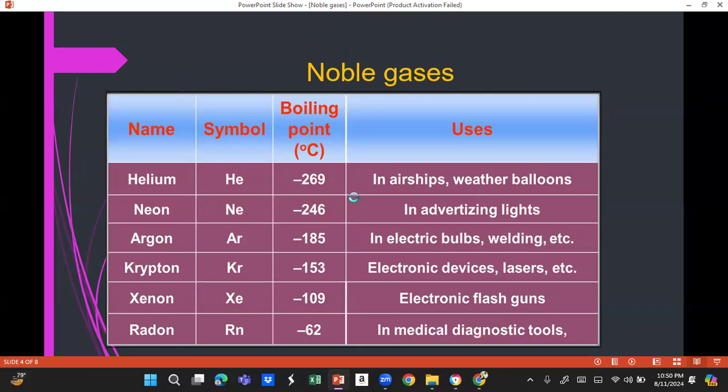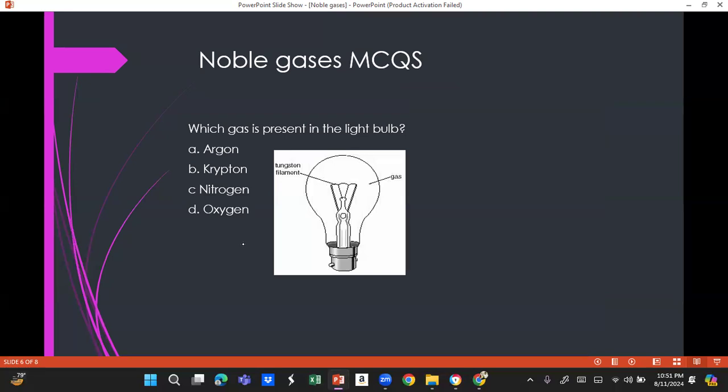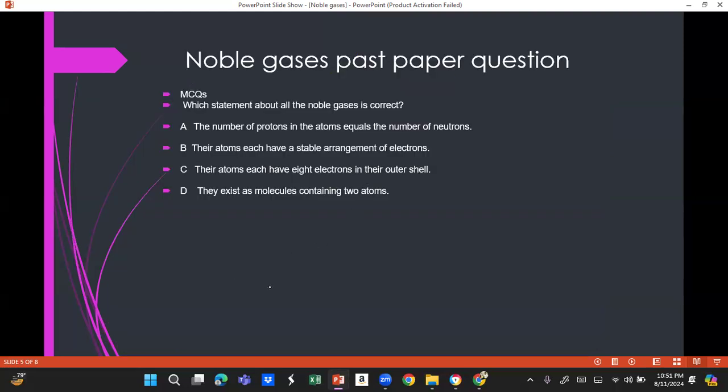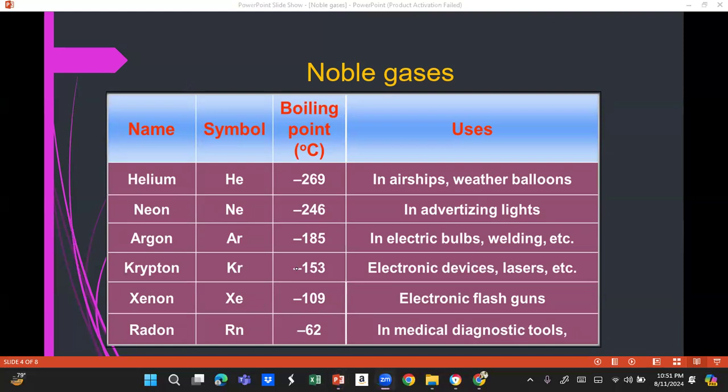Now, mostly the properties of the noble gases depend upon their uses. For example, helium. See this, their boiling points are very low, but increase down the group. Even the last member has a boiling point, you can see this, of minus 62. It means at room temperature, 25 degrees centigrade, before reaching this temperature, they have already changed into gases. That's why they are all gases at 25 degrees centigrade.